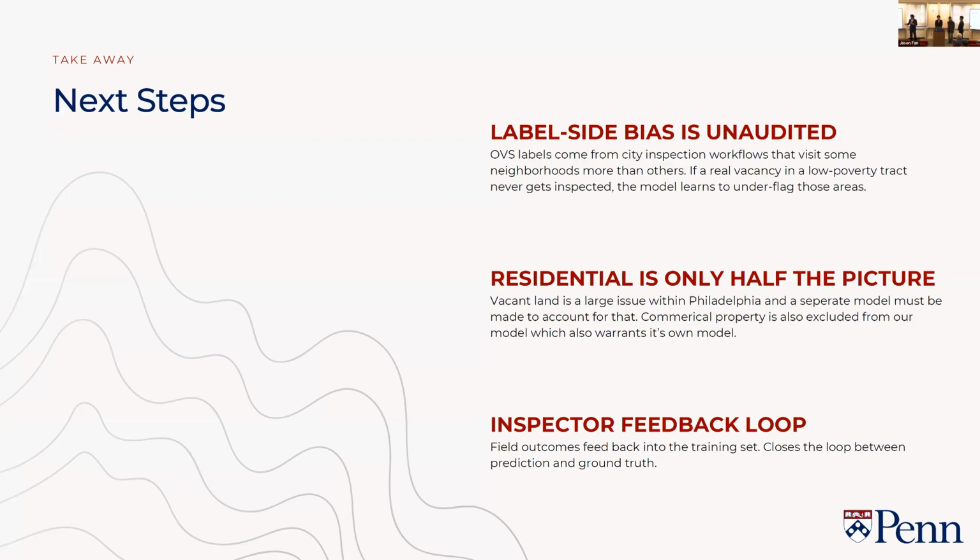So our next steps: one thing is the label side has existing biases that are built in that are not audited right now. So 311 calls, which all these other OVS labels come from, have inherent biases that are not accounted for right now. So that is something that could be addressed potentially. I don't know how, but that's the next step. Residential is only half the picture. The existing VPI model actually has land vacancy as well. Ours only looks at residential, so that is definitely something that we could look at expanding on next.